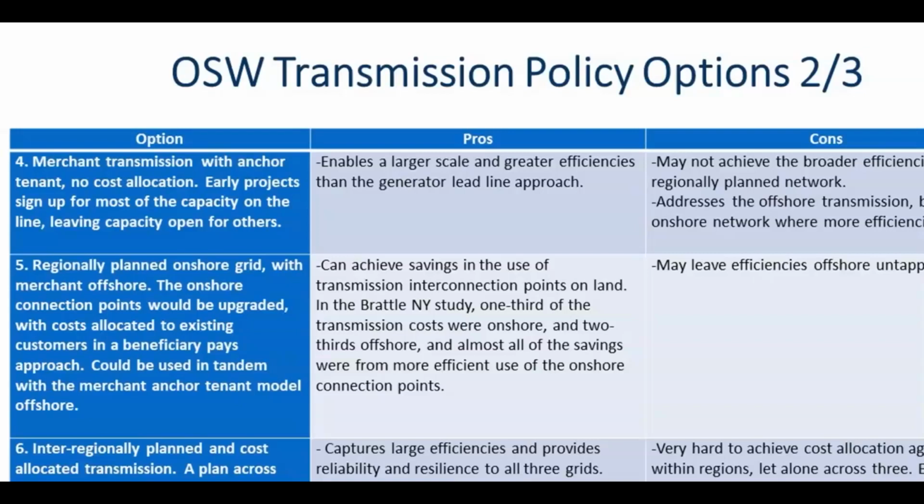Number 6 is probably even farther into the future and even more idealistic. It's not just having good planning and cost allocation within the region, within the RTOs, but expanding that interregionally between the RTOs. And obviously the free rider problems and getting the political interests aligned are even more challenging across 3 RTOs or 2 RTOs than within an RTO. So it's held out there as an ideal.